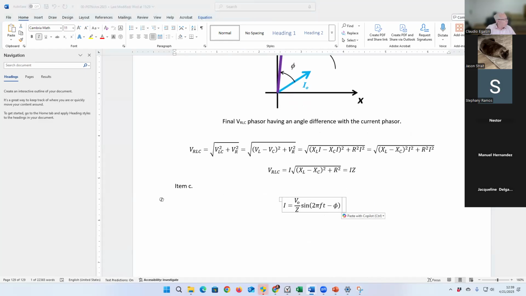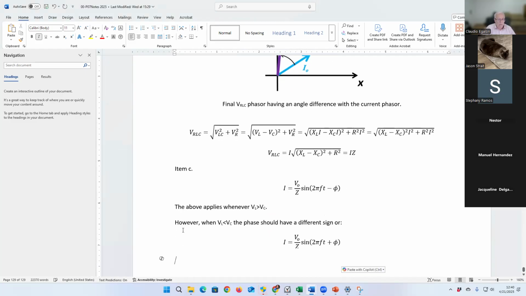Okay, and that would be for the case in which VL is greater than VC. If it were the contrary, we would have a different sign there for the phase angle. If VL was less than VC, then we would end up having this sign instead.